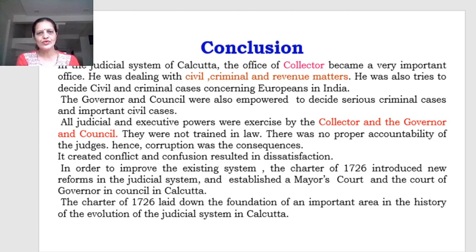So in order to improve the existing system, the Charter of 1726 introduced new reforms in the judicial system and established a mayor's court and the court of governor in council in Calcutta. So the Charter of 1726 laid the foundation of an important area in the history of evolution of the judicial system in Calcutta. So with this, I have completed administration of justice in Calcutta. Thank you.